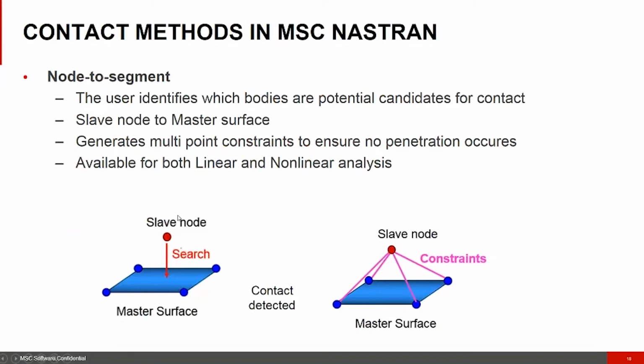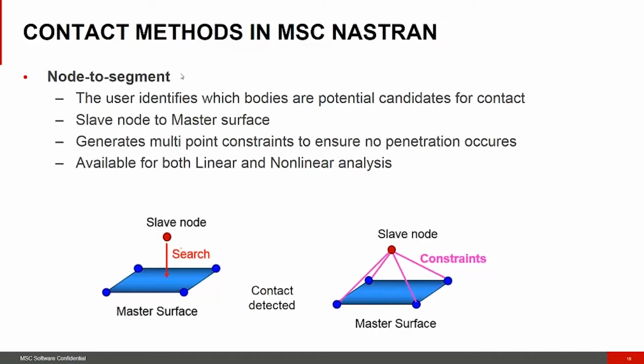Now, I want to talk about the contact methodology in MSC Nastran. There are 2 methods and 2 algorithms available. The first one is the node-to-segment that I'm describing here. So in this case, we have slaves and masters. That's what I showed you in Patran, as you could see. One body is considered as a slave and the other is considered as a master. So the slave node will touch the master surface.